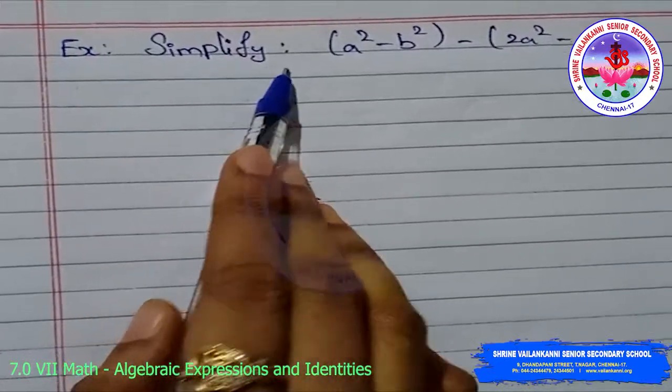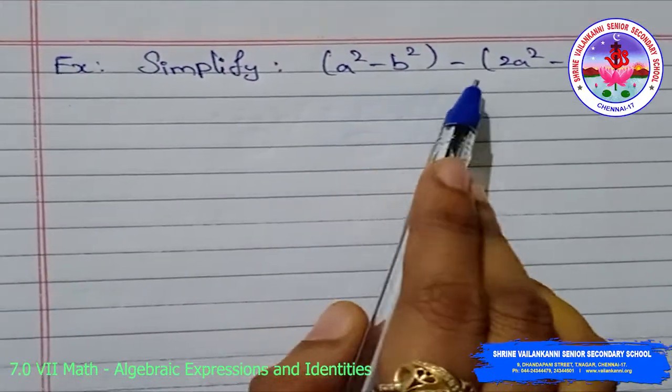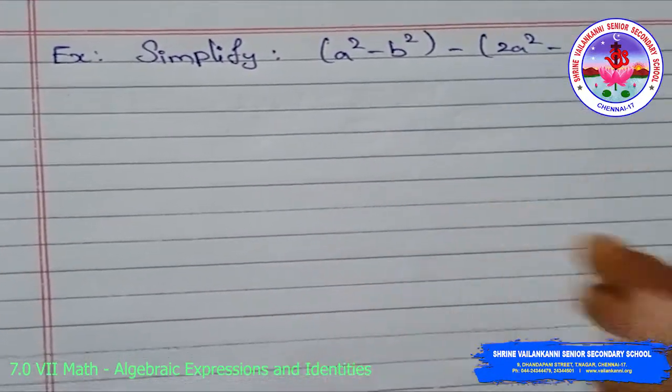Example, simplify: a squared minus b squared minus of 2a squared minus 2b squared. Solution.